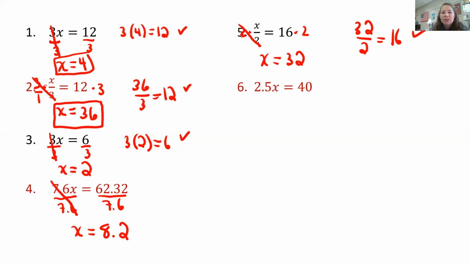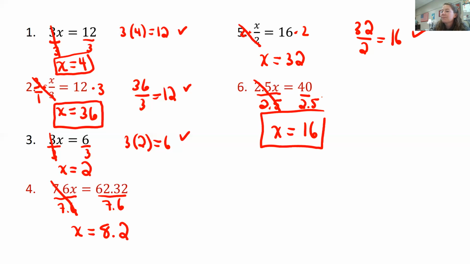So be careful. A lot of people on number 5 would look at that very quickly and say, oh, it's 8, because 2 goes into 16 8 times, but that's not what it's saying, right? You got to think of the opposite operation. Number 6, 2.5 times x. The opposite of multiplying by 2.5 is dividing by 2.5. So 2.5 divided by 2.5 is 1. 1 times x is x equals 40 divided by 2.5 is 16. X is equal to 16.